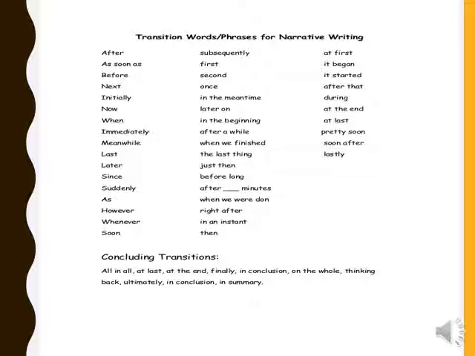These are some transitional words that you can use in narrative writing. Some of them are time expressions, and some of them are expressions to connect the ideas together. We also included concluding transitions that you can use in the last paragraph, like all in all, at last, finally, in conclusion, in summary, and so on.